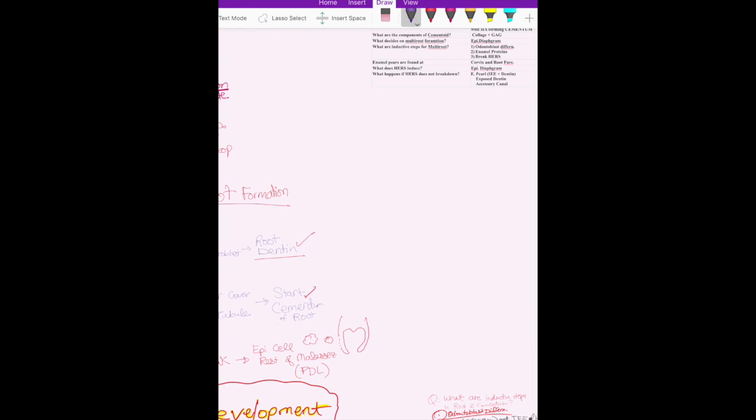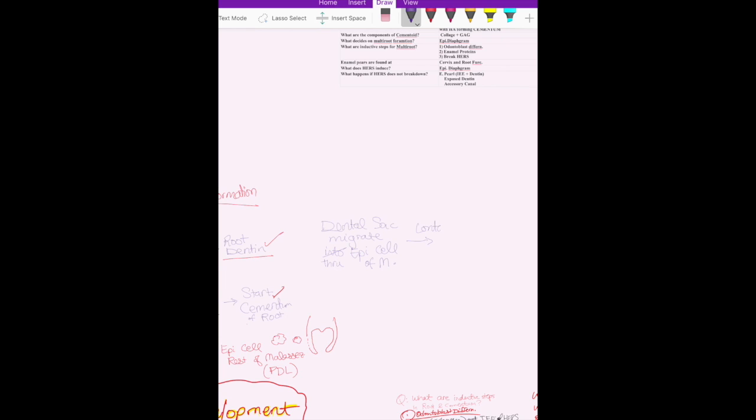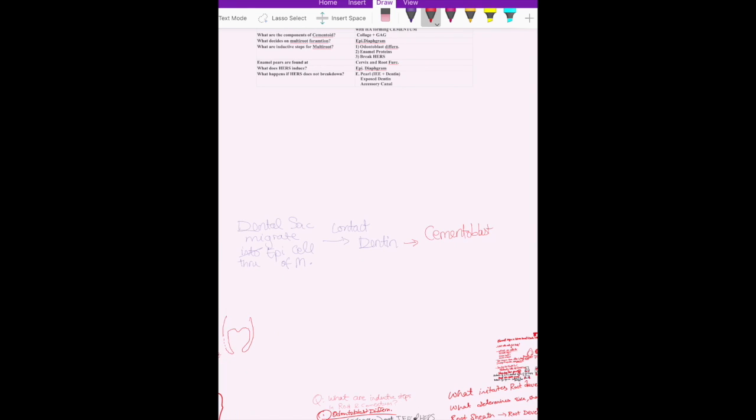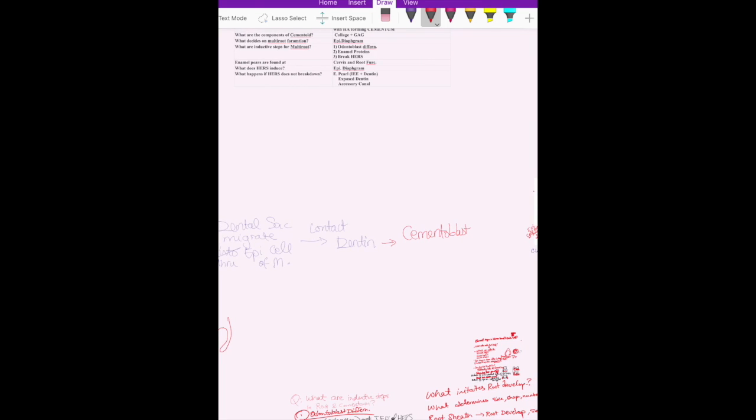Basically, we go into the dental sac cells. They are able to migrate through the epithelial cell rests of Malassez. And once they contact your dentin, you will start secreting cementoblasts, which will make cementum, as well as your PDL.